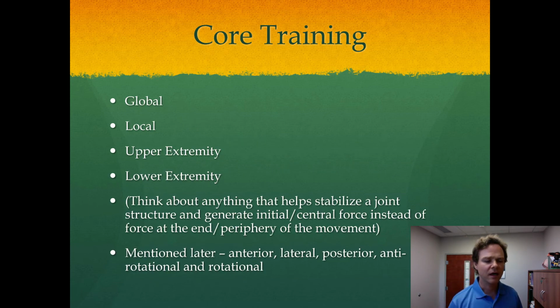Core training, they're looking at the whole body. You're looking at certain areas, and then upper extremity and lower extremity, and anything that helps stabilize a joint structure and generates initial central force instead of force at the end or the periphery of the movement. So anything that's associated with muscles that are more internal and more centrally located, that's what we're talking about, the core. So if you're looking at your shoulder stabilizing muscles, that would be the core as well. The muscles associated with your back, your abdomen, your hips, all of that's associated with the core.